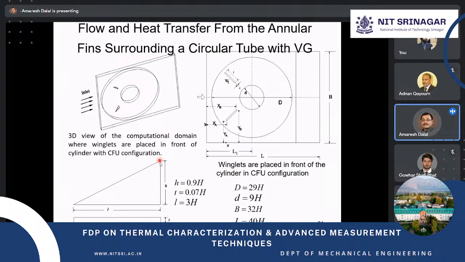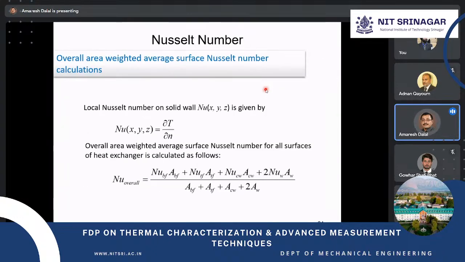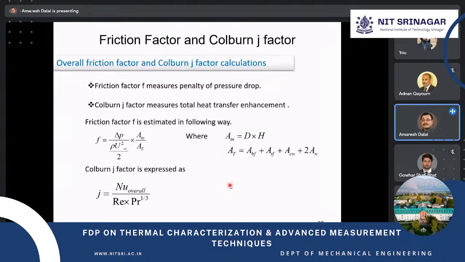This is the height, totally it is 0.9 h, where H is the height between the two fins, and 0.9 h we have taken as the height of this triangular winglet, and L is 3 h, and some thickness we have taken. Due to the placement of this, we have calculated the overall Nusselt number like this. Now we are calculating the friction factor. The friction factor is delta P by half rho infinity square, and An by At we have used. An is D into H, and At is the total heat transfer area that we have calculated.